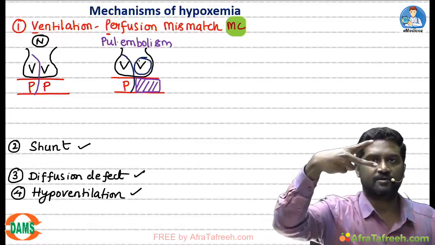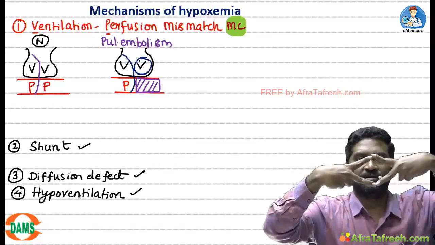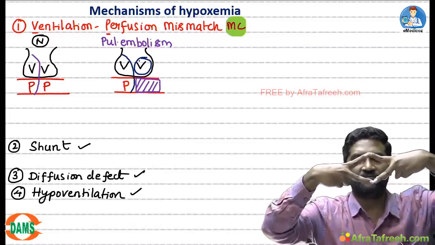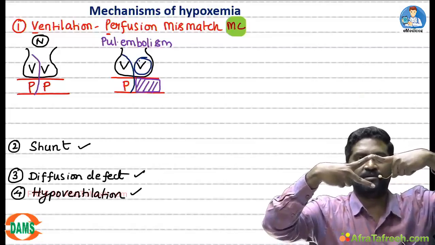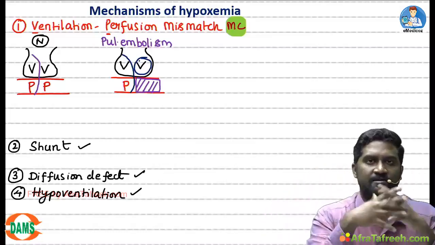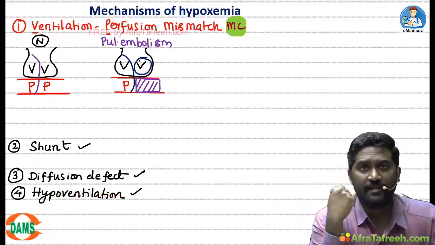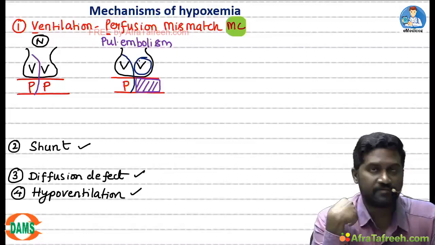Previously there were two ventilations and two perfusions, so there was ventilation perfusion matching. Now a perfusion is lost because of the thrombus, so there is ventilation perfusion mismatch. When ventilation and perfusion do not match, gaseous exchange will not happen, and that can result in hypoxemia.